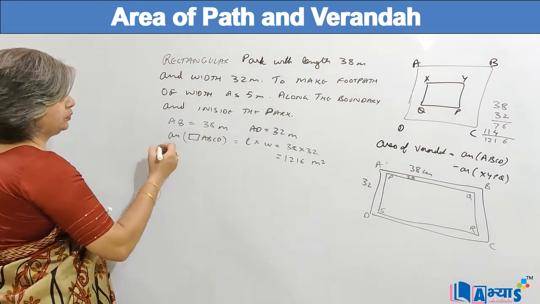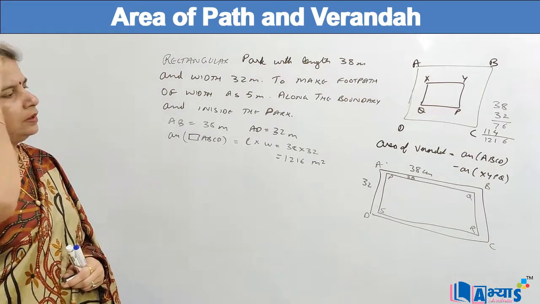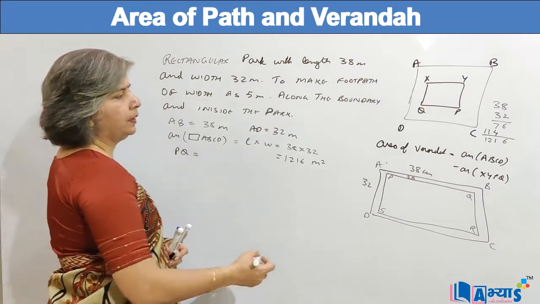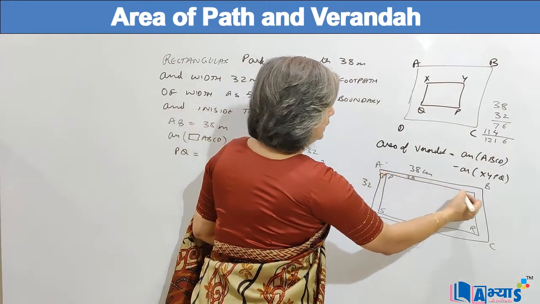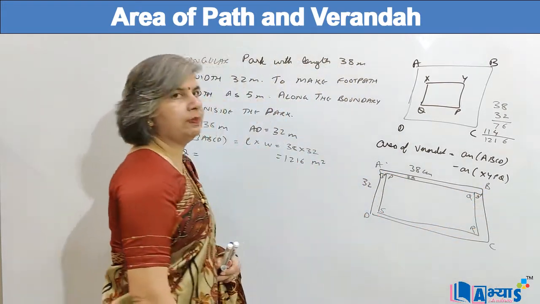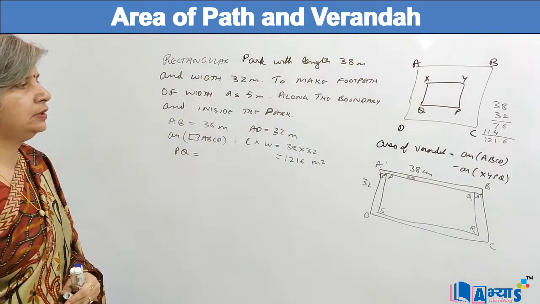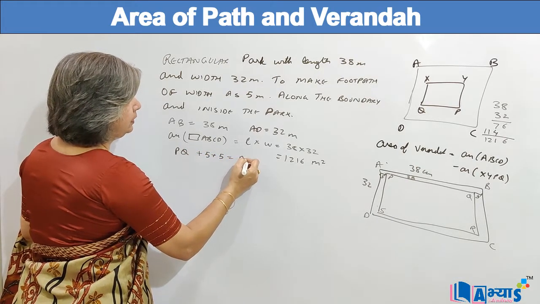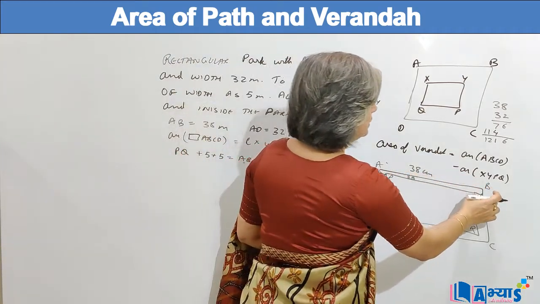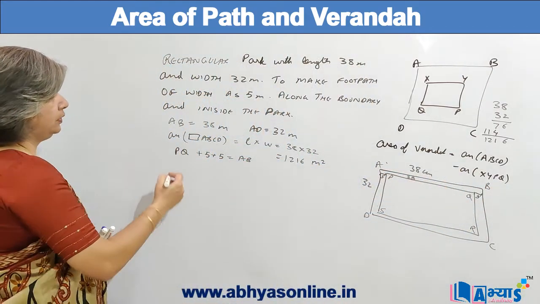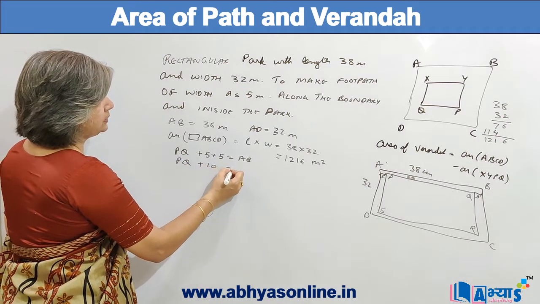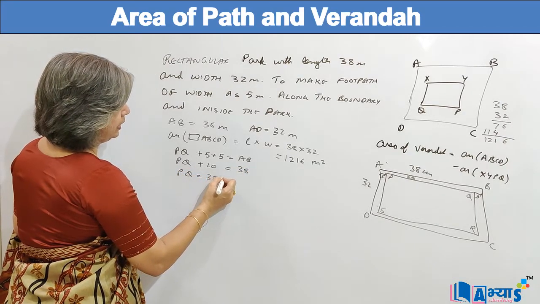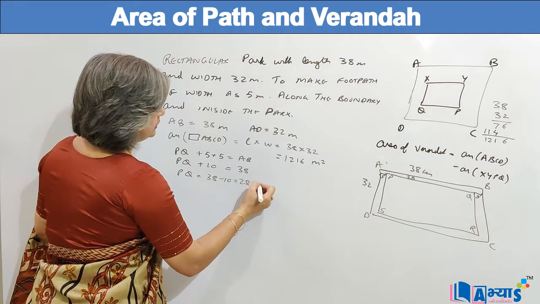Now we are supposed to find the dimensions of PQ and PS. Now we know that this is 5 and this is also 5, because the width of the footpath is 5 meters. That means we can say PQ plus 5 plus 5 is equal to AB, so PQ plus 10 is equal to AB, which is 38, or we can say PQ is equal to 38 minus 10, that is 28 meters.